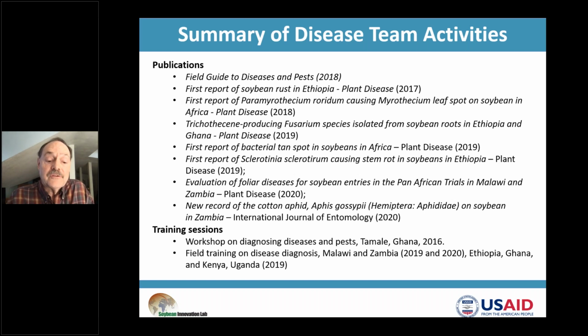One of the bigger publications was this evaluation of the foliar diseases in the Pan-African trials. This was data that was taken last year, March, in Malawi and Zambia, and that just came out last month. And we also have a new record of a cotton aphid, and the reason I was interested in aphids, partly because one of our major pests in the US is the soybean aphid, and we thought maybe we had the soybean aphid in Zambia, but it turned out to be actually Aphis gossypii, which is the cotton aphid. It still could be a problem on soybean. Typically here in the US, this aphid does not colonize soybeans.